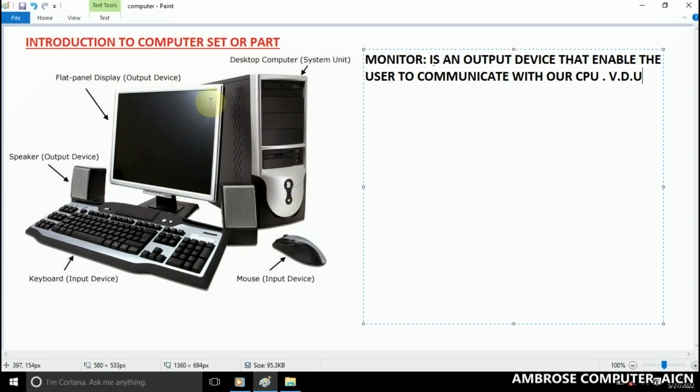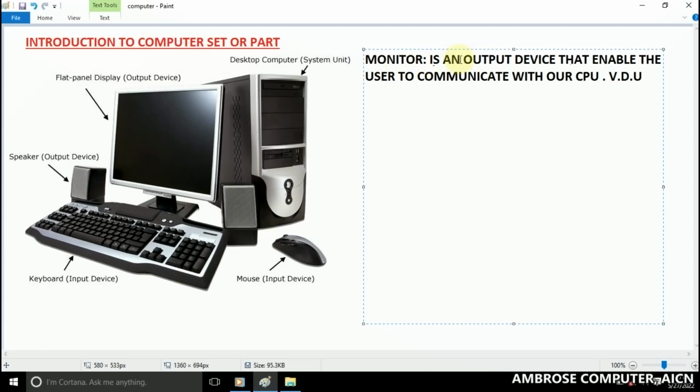What I'm trying to explain to you now is that this one is called the monitor. All the information that is being processed inside this CPU is displayed in this place. This is what is called the monitor. Any information that you see on your screen, are you getting now? All that information is inside this CPU. That's why we call it a monitor. It helps the user to access information that's inside the CPU. So this is the definition of the monitor.